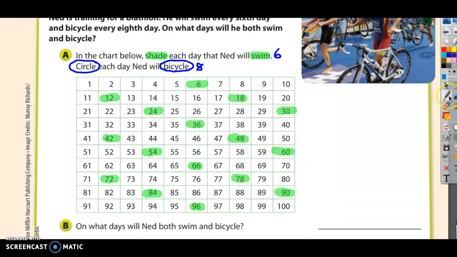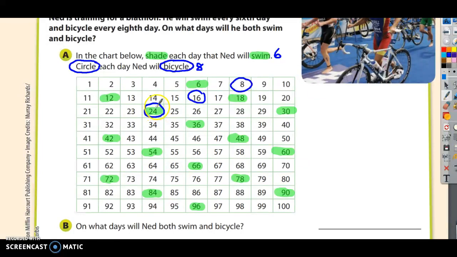Now I'm going to go back through and do my multiples of 8, because he's going to go for a bike ride every 8th day. So the first day in which he will bike will be the 8th day. And then 8 times 2 is 16. And then 8 times 3 is 24. Now that's going to be one of our answers later when we look at when he swims and bikes on the same day. But I have to keep going. I'm looking for every 8th day.